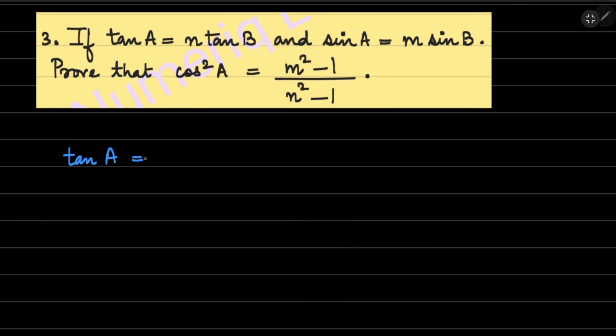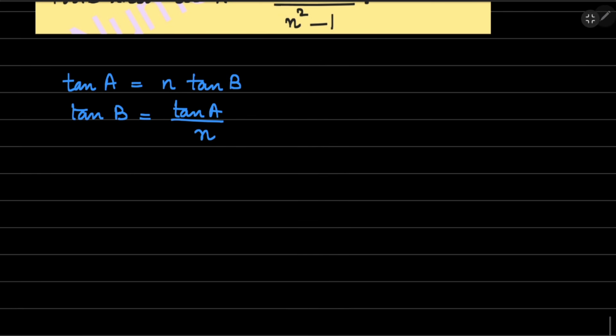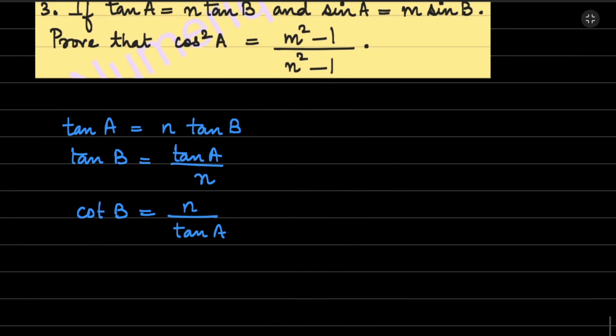First one, tan A equal to n tan B, right? So what is tan B equal to? Tan B is equal to tan A by n. What is cot B then? It is 1 by tan B, right? You just have to take the reciprocal. So n by tan A. If tan B is tan A by n, then cot B is just the reciprocal.